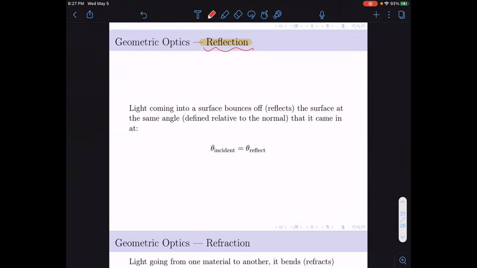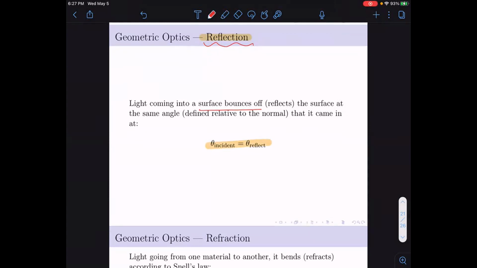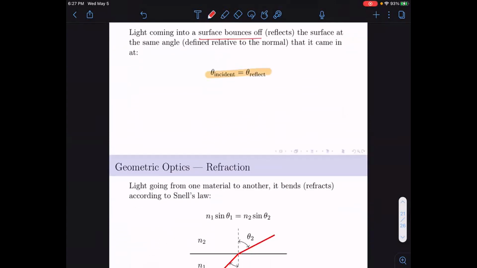Just a quick recap: reflection just means light coming into a surface bounces off that surface at the exact same angle. So you have no work to do there if it's reflection. But that doesn't happen too often, because we want you to show us what you know.